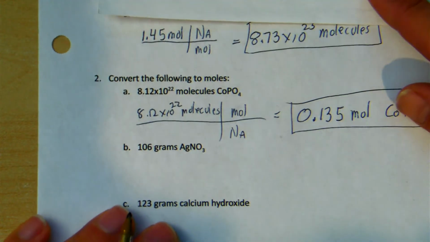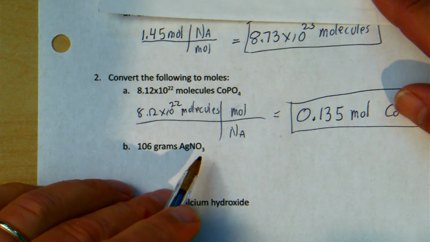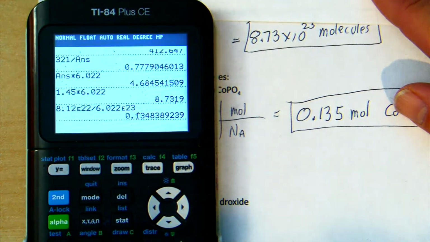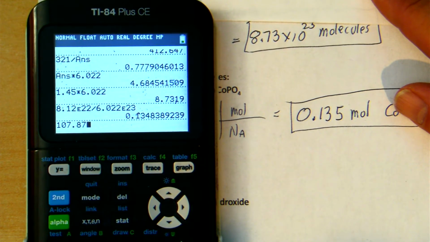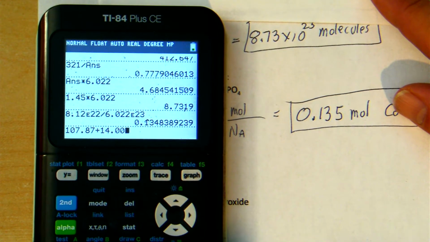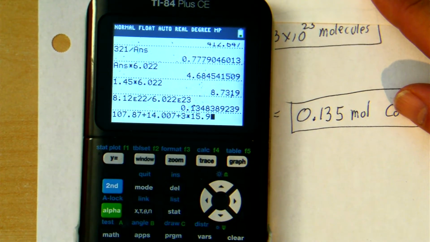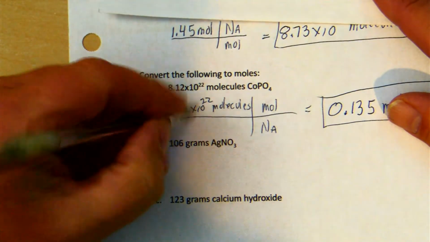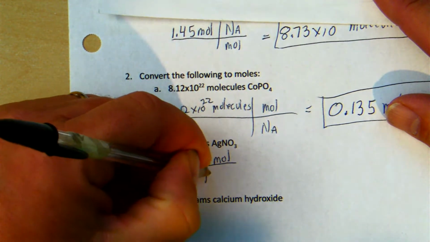Part B. I have 106 grams of silver nitrate. I need to know the gram formula mass for silver nitrate. So I'm going to sum together the mass of one silver atom, 107.87, plus one nitrogen atom, 14.007, plus three oxygen atoms, 3 times 15.999. Enter. I have 169.874 grams per mole.